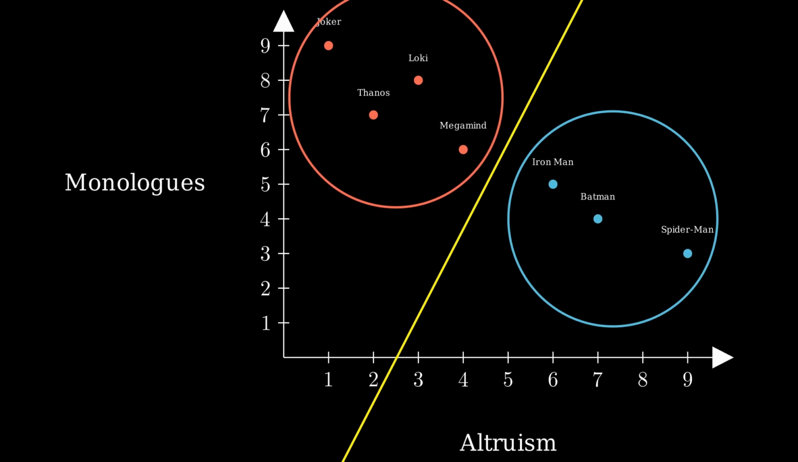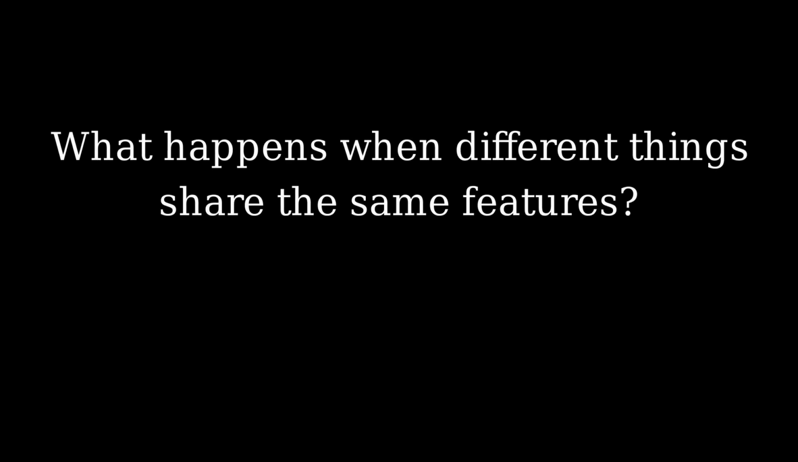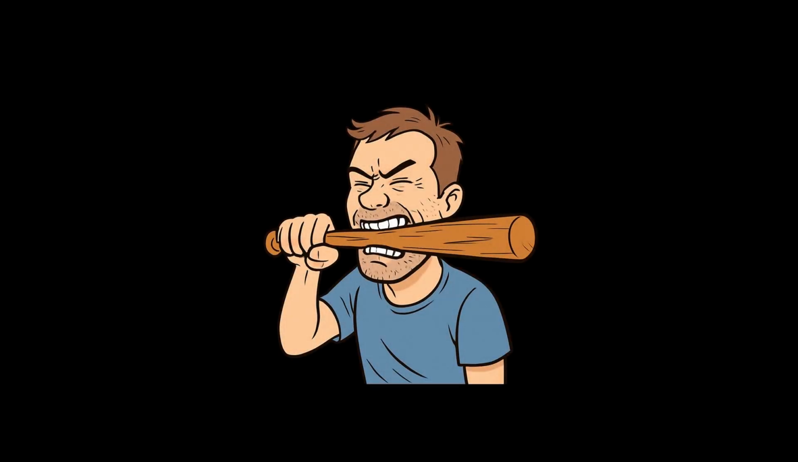But sometimes, very different things can share the same feature. So let's see what happens when that's the case. So what happens when different things share the same feature? Let's take an example. Let's compare a baseball bat and a baguette. One is hard, difficult to chew, and mostly used as a blunt force weapon. The other is a baseball bat. I'm hilarious, I know. But, do you see the problem?